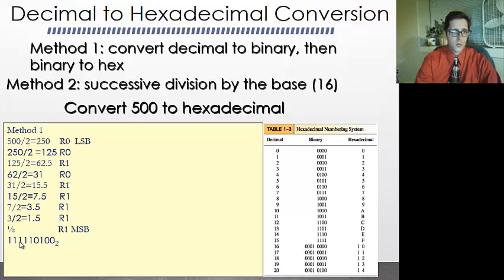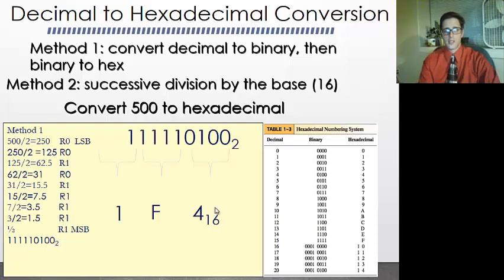So 1, 2, 3, 4. This one is just a 1 by itself. We know that that is 1 in hexadecimal. So it should be 1F4. 1F4 is our hexadecimal number. We write a base 16 as a subscript to note that we're using a hexadecimal number.